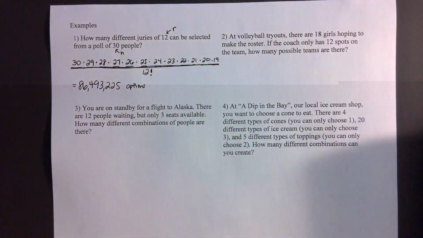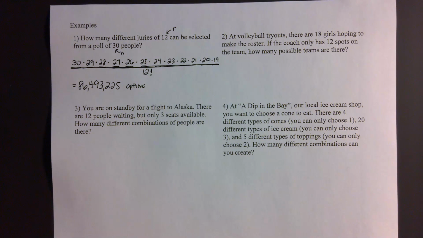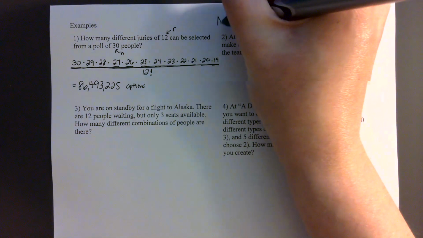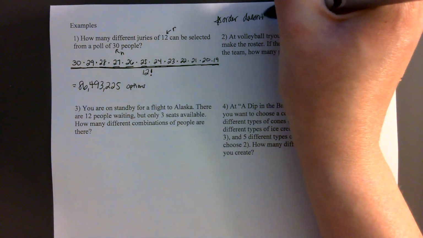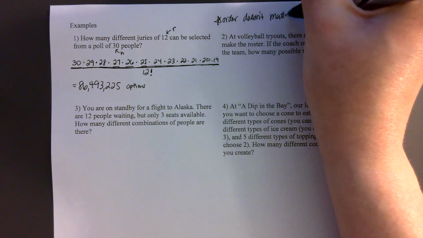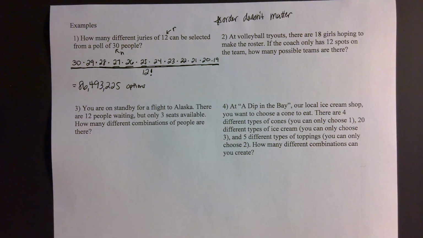All right, so let's try another one. We have our volleyball tryouts. There are 18 girls hoping to make the roster. Once they make the roster, it doesn't matter how they make the roster. It doesn't tell them what position they're in. So order here, once again, doesn't matter. Therefore, we're going to use combinations.